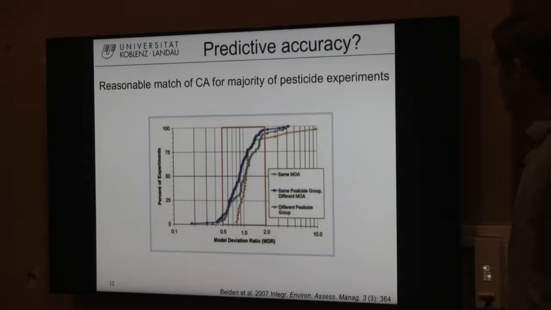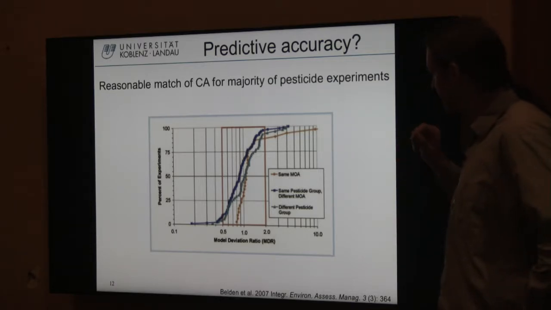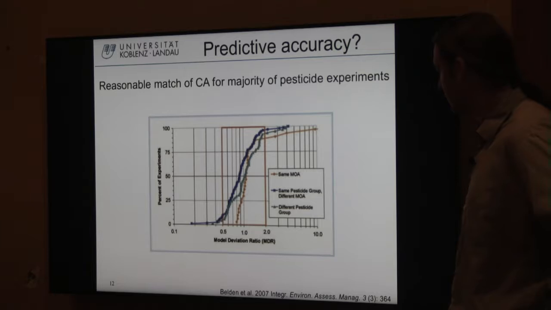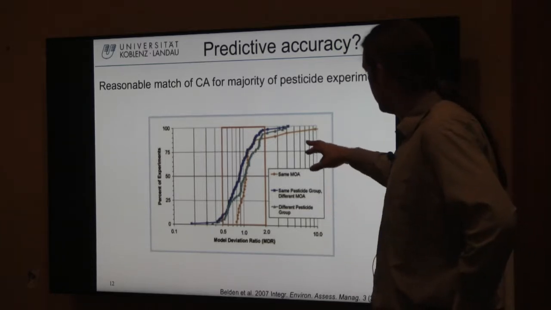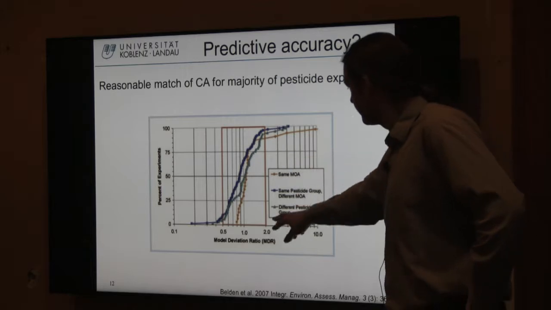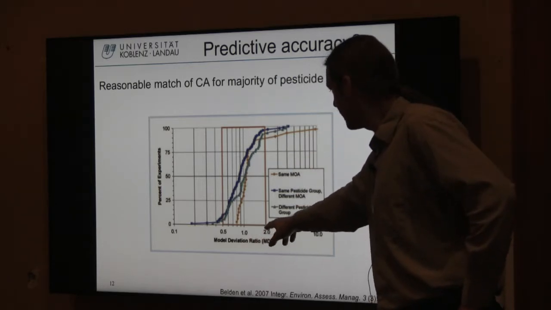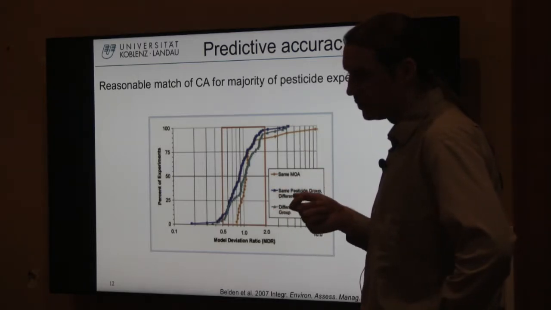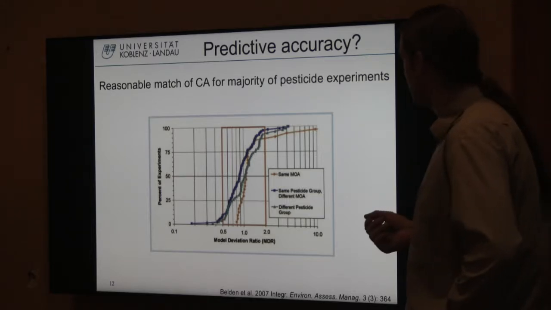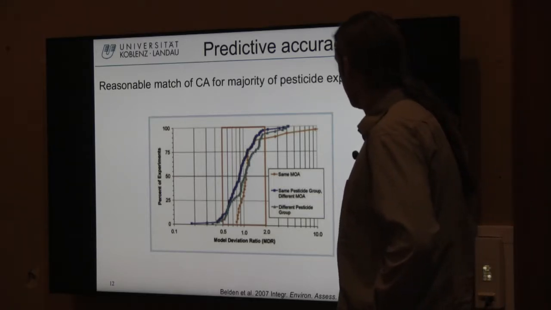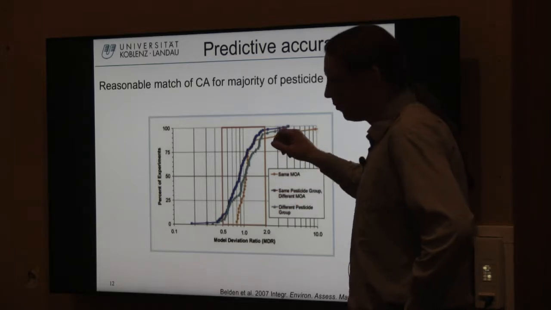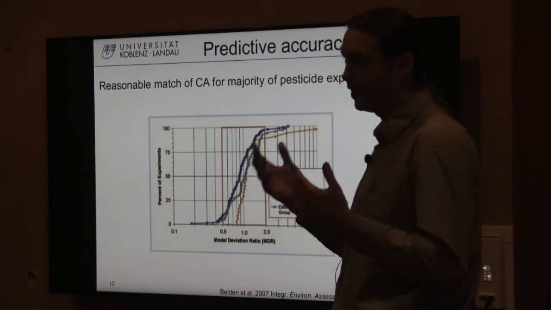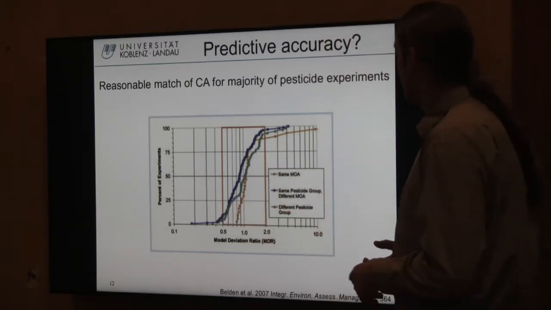This is a paper by Belden where they looked at pesticides, and they used concentration addition. What you see here on the x-axis is the model deviation ratio, where you divide the observed by the predicted toxicity value. That means that a value higher than 1 would mean that you underestimate the effect, so the effect is more severe in reality.